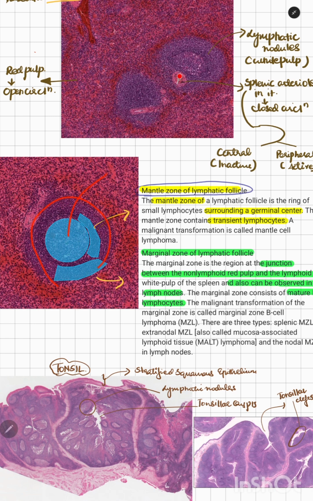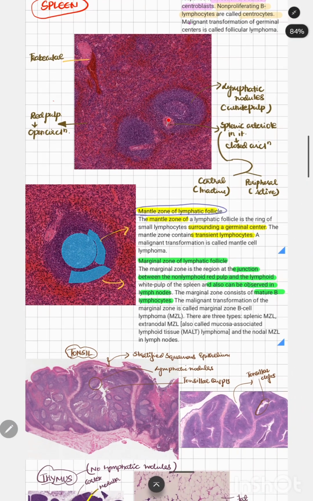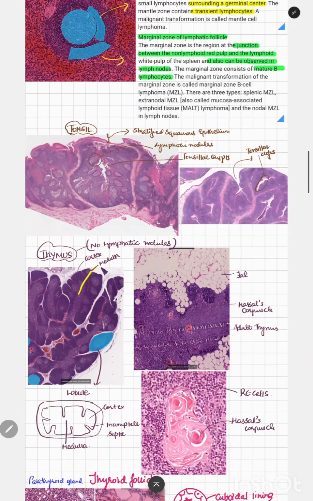Okay, so the central part is germinal center. Surrounding that you will have mantle zone, and between the lymphatic nodule and red pulp, the zone which is there is known as marginal zone. So this is marginal zone, right? Okay, next one is about tonsils.